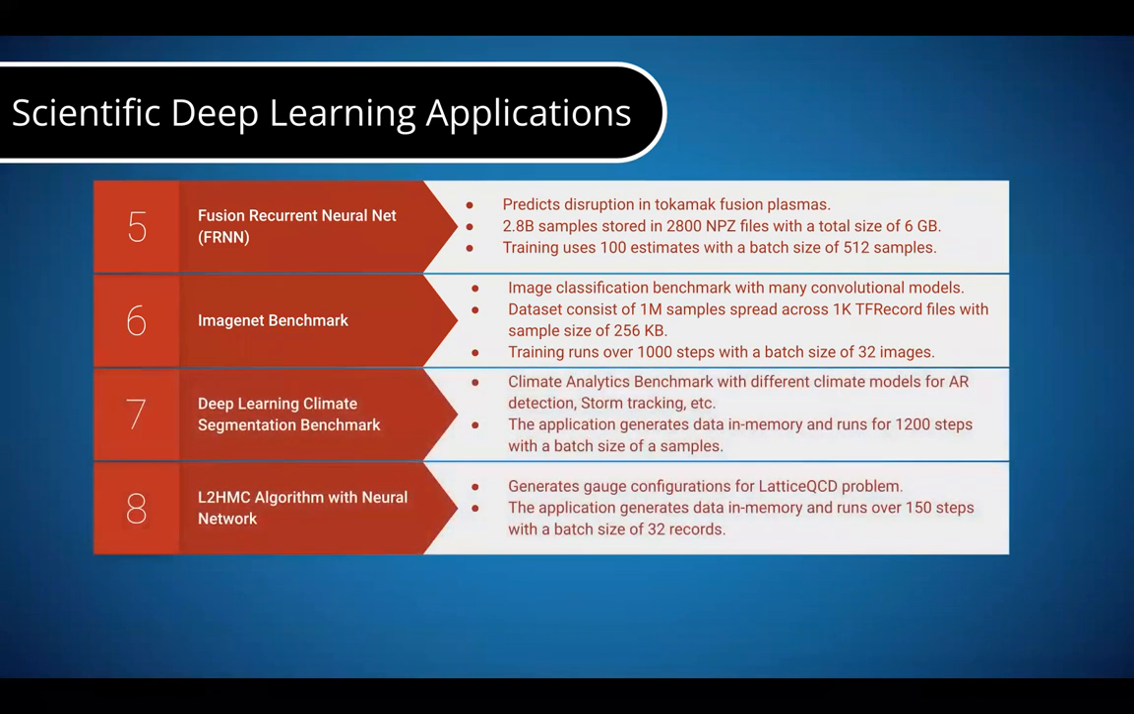The last two applications, I'm going to talk about them together because both the deep learning climate segmentation benchmark and the Hamiltonian Monte Carlo simulation use deep learning, but they generate data in memory. So they do not perform the initial data ingestion that I talked about in the three phases.